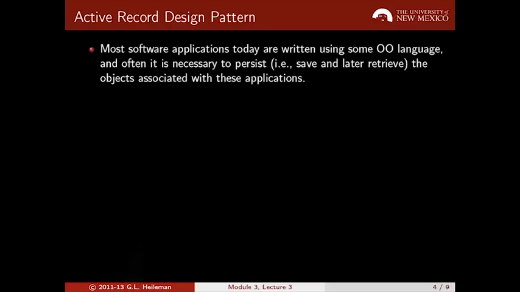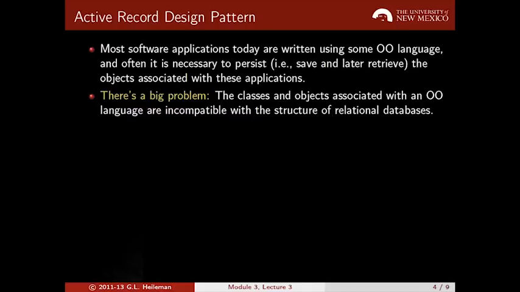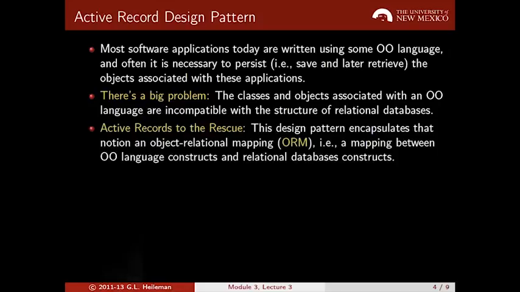So let's talk more now about the active record design pattern. This is a beautiful design pattern that really allows you to link together object-oriented programming and relational databases. Most programming languages today are object-oriented, and this is a big problem because relational databases are not. And so how do we make these two work together? This is what Active Record does for you. It creates what's called an object relational mapping. It maps the constructs in an object-oriented language to those in a relational database.